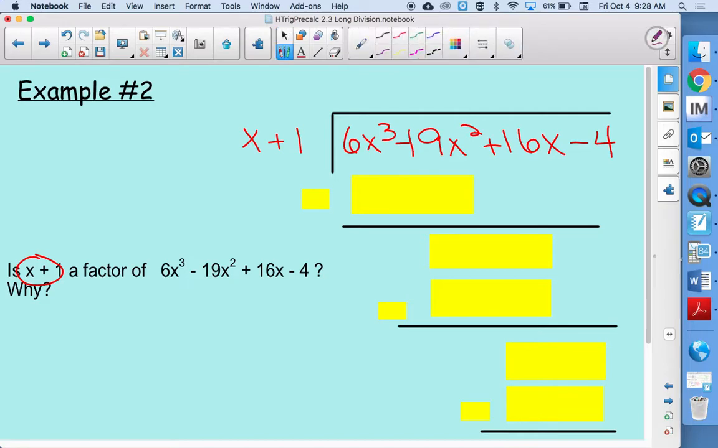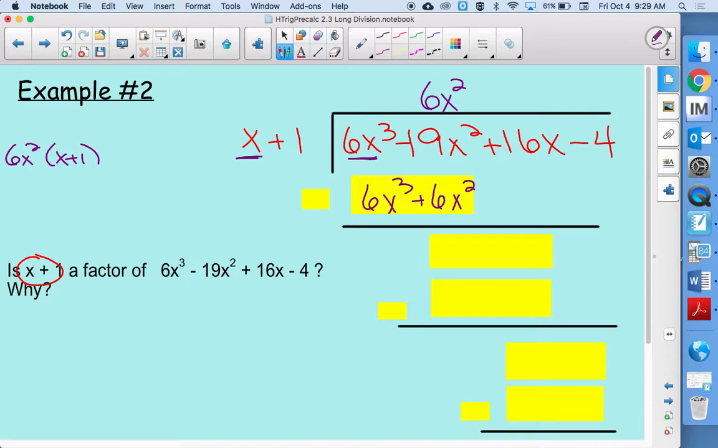So cover up the plus 1, only look at the x. Lauren, if I have an x, what do I need to multiply it by to make it 6x cubed? 6x squared. Right, and anytime you say that power, it should line up vertically with its like term in the dividend. And then Lauren, if you're multiplying 6x squared with x plus 1, what goes underneath? 6x cubed plus 6x squared.